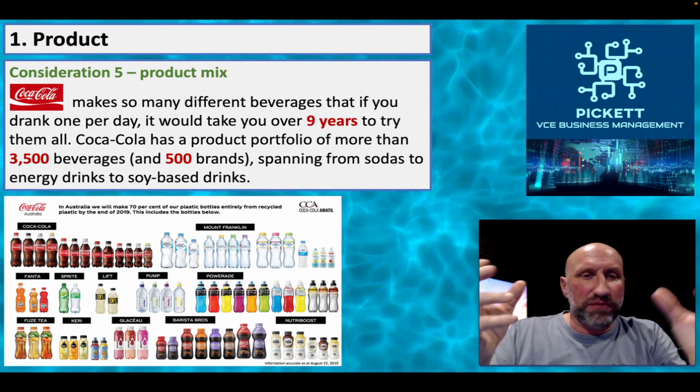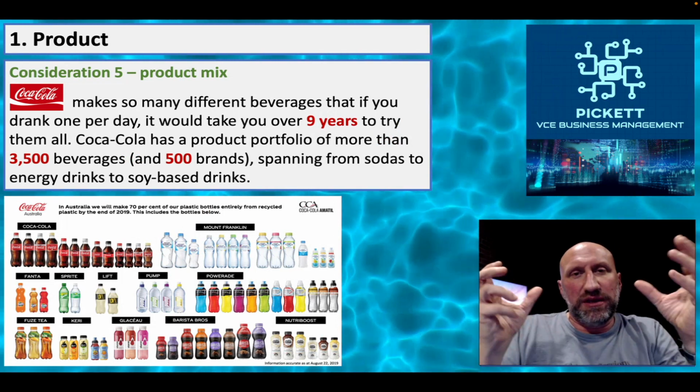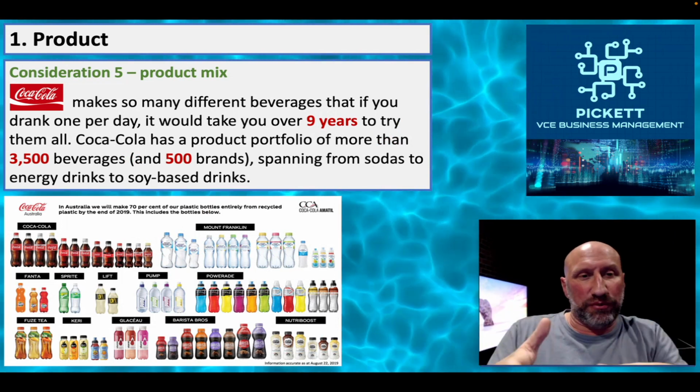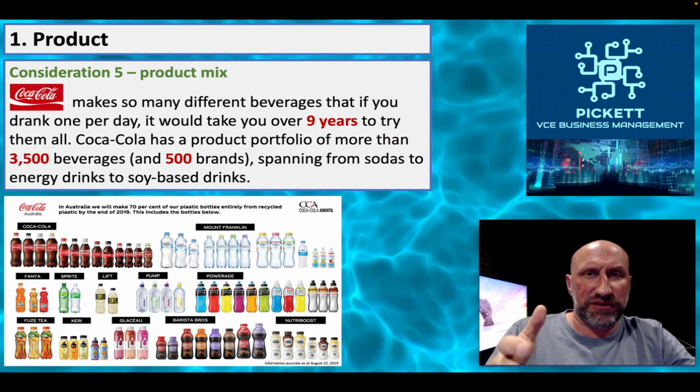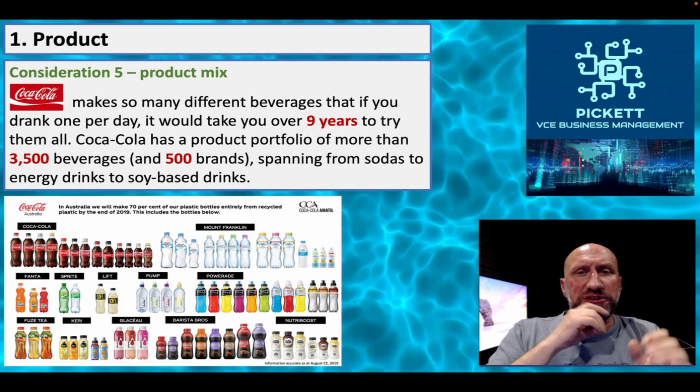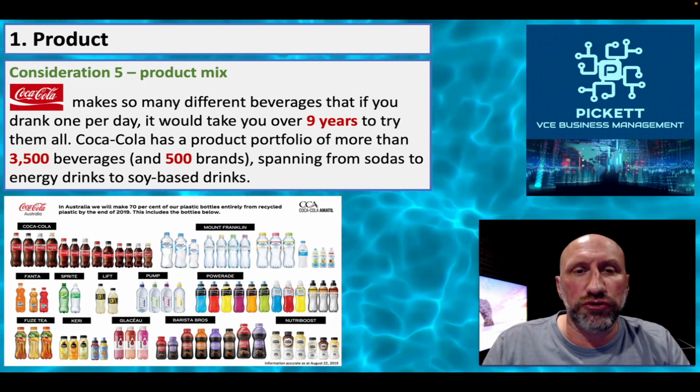So that's 500 brands, and on average each brand would have 7 drinks. 500 times 7 gets you to 3,500. So you can see this is a huge, huge product mix.